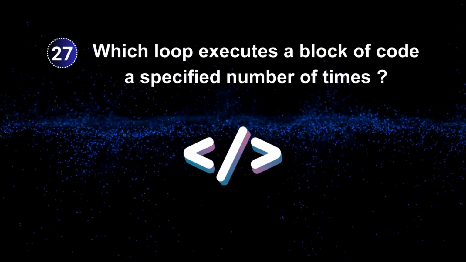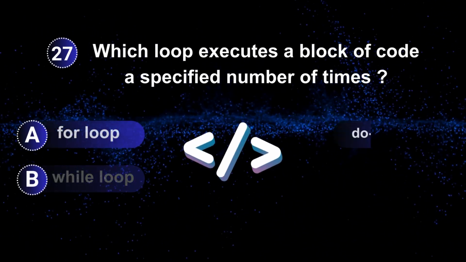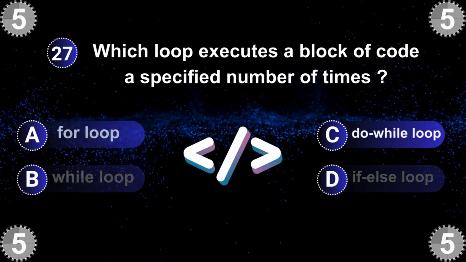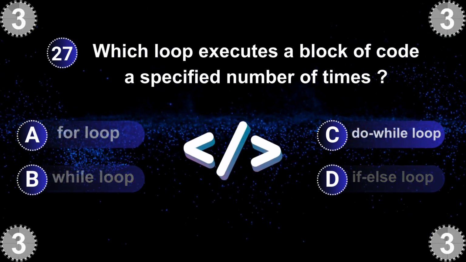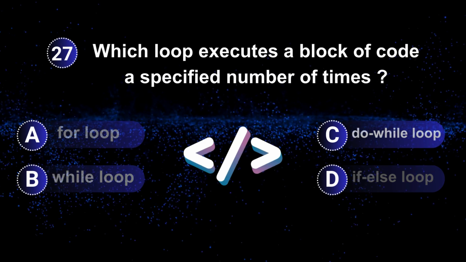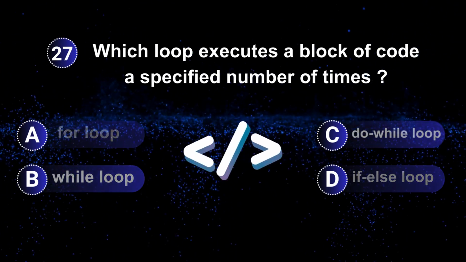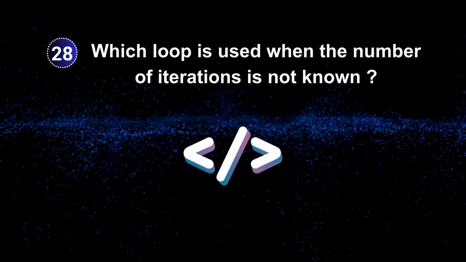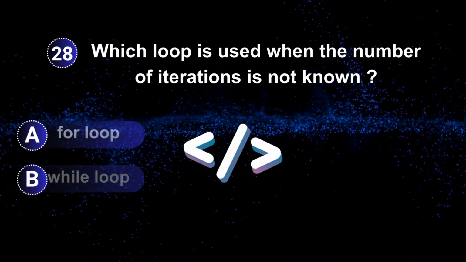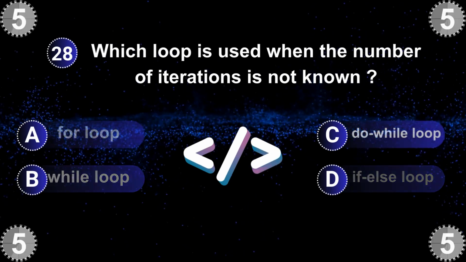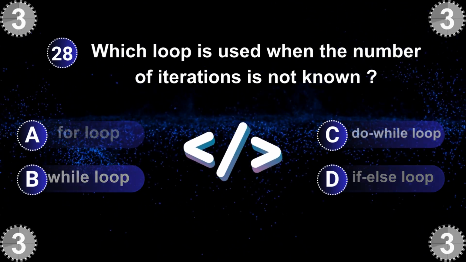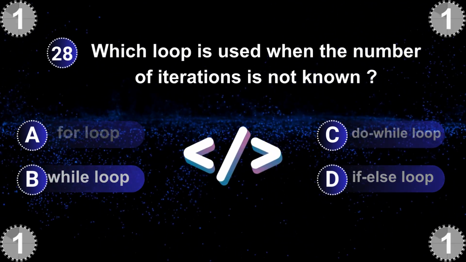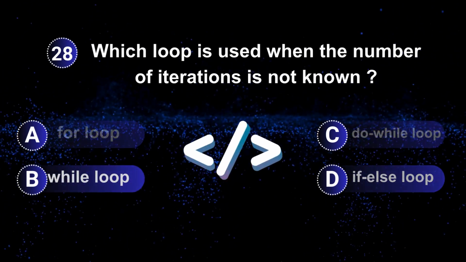27th question. Which loop executes a block of code a specified number of times? Answer is option A. 28th question. Which loop is used when the number of iterations is not known? Answer is option B.